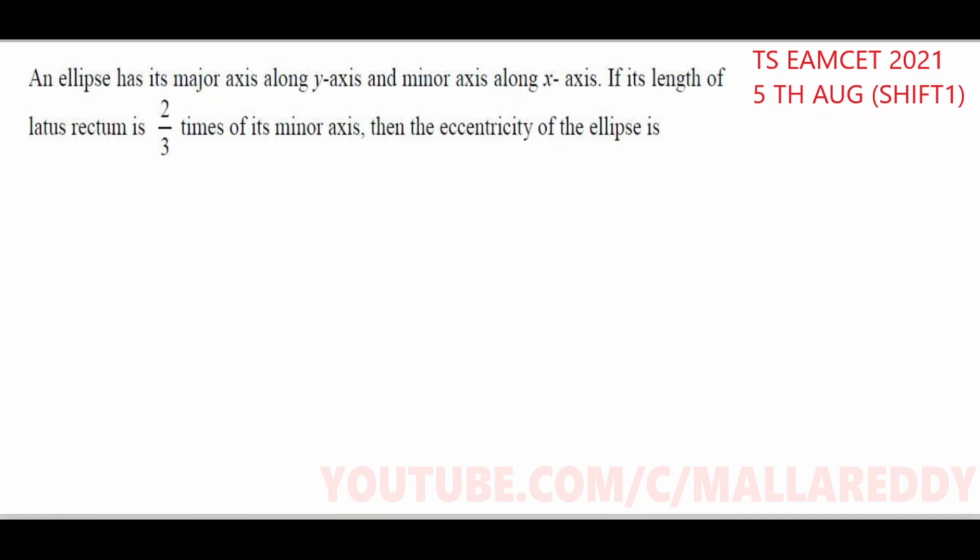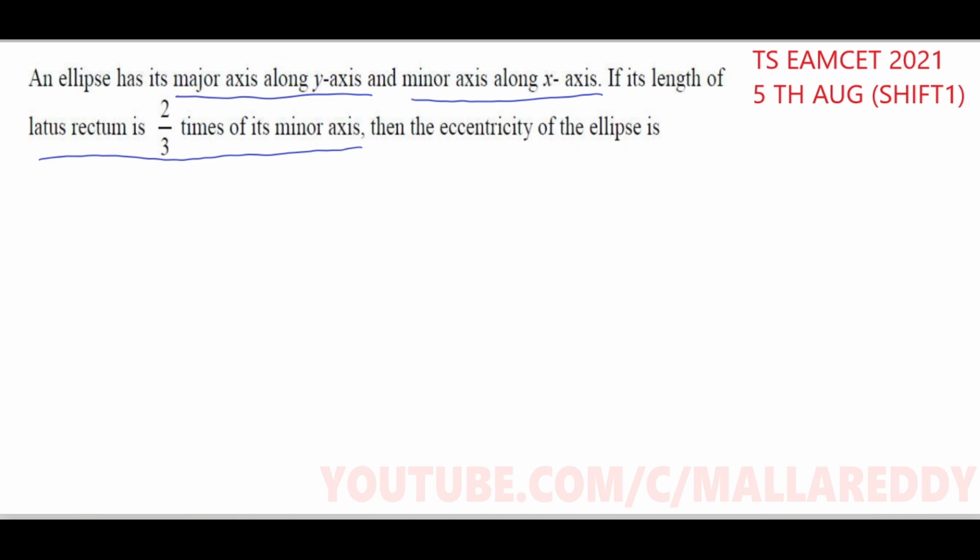An ellipse has its major axis along y-axis, and minor axis along x-axis. If its length of latus rectum is 2 by 3 times its minor axis, then find the eccentricity of the ellipse.